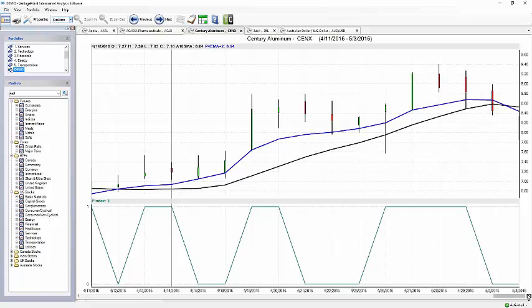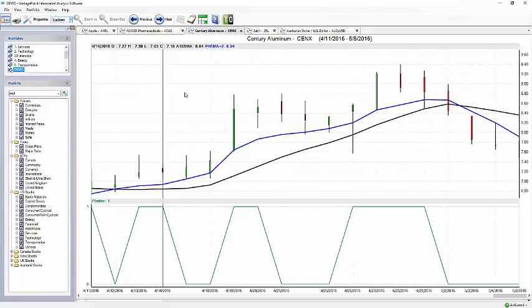So in this situation, we have Century Aluminum here. And this was a great opportunity a while ago, at the beginning of May here, to go ahead and get short. So we have a crossover to the downside. Look how clear this forecast is. Clean crossover to the downside, neural index down at a 0.